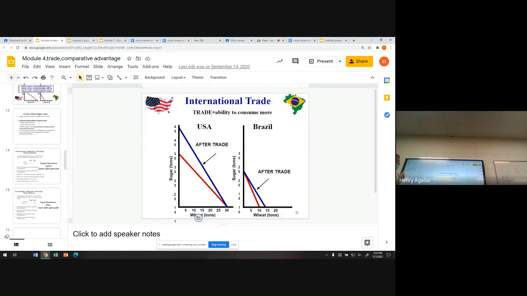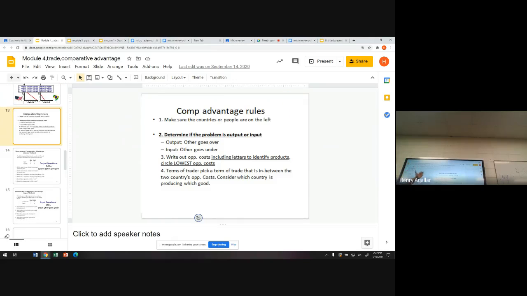Now, we need to remember our rules. Boy, these rules are so important. Make sure the countries are on the left. That Unit 4 test I gave you that you didn't like a whole lot, part of the reason is you got the comparative advantage question wrong. How come? Because the countries were on the top, and you did the math kind of goofy then. Determine whether it's an output or an input question. So this is a super important thing to know. Output, other goes over; input, other goes under.